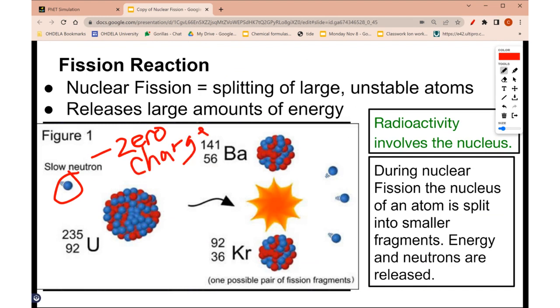The reason being is that if this is positively charged, here it's positively charged. If this was positive charge, it would move away. But because it's 0 charge, it can go in here and break this apart into barium and krypton. All right? Now these are called daughter nuclei. This is called the parent.